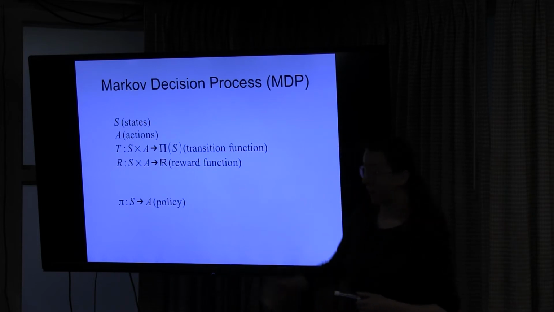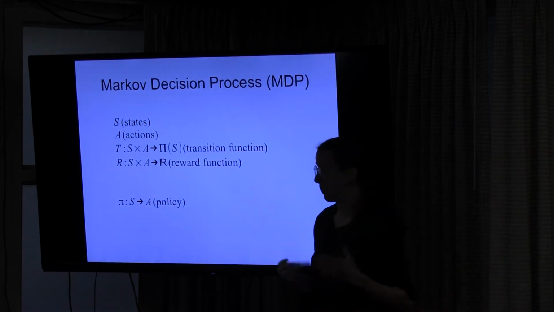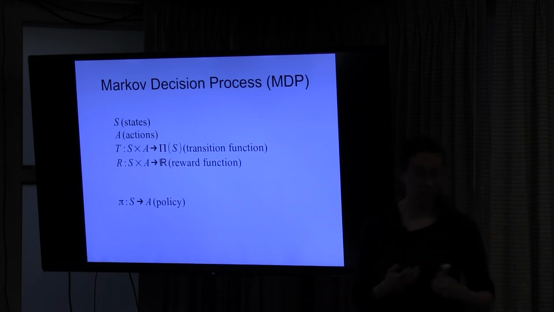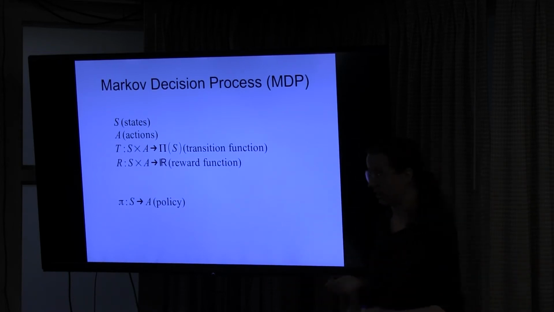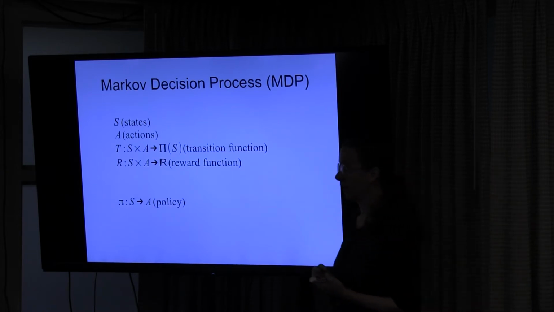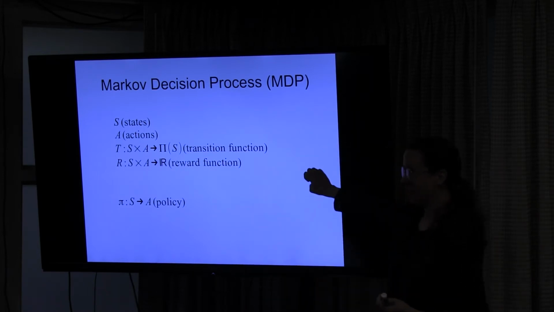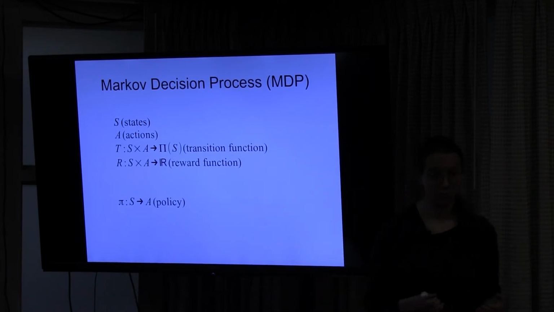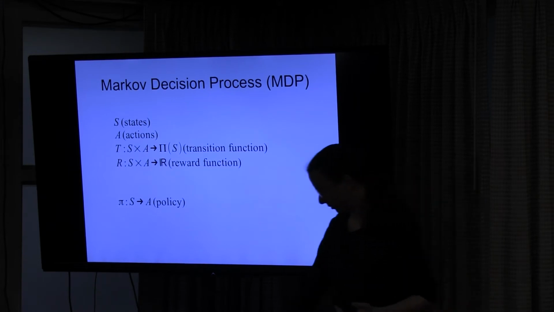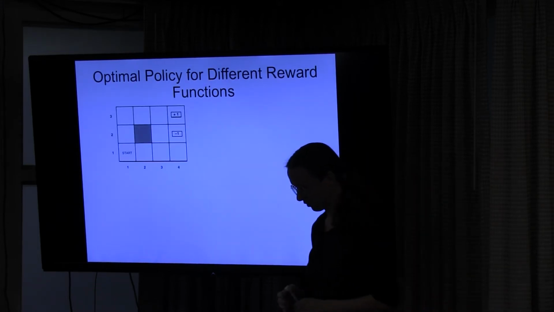So this is what a policy looks like. People use pi as the variable that represents the policy. It's a function that takes as input a state and outputs an action. So for any state, I can ask my policy what action I should take, and it'll tell me. If it's the optimal policy, that means it's the one that gets me the most reward. The next thing we're going to talk about is this whole idea of different reward functions.